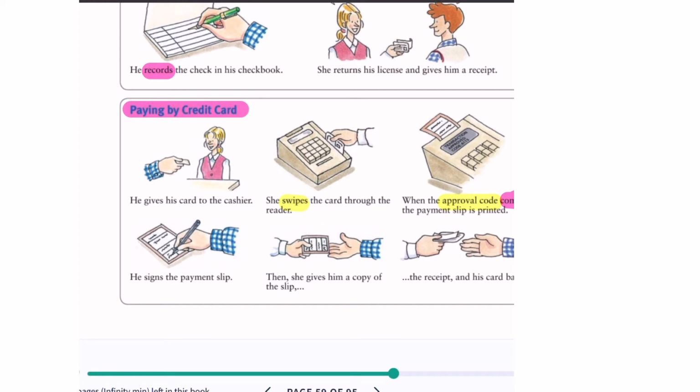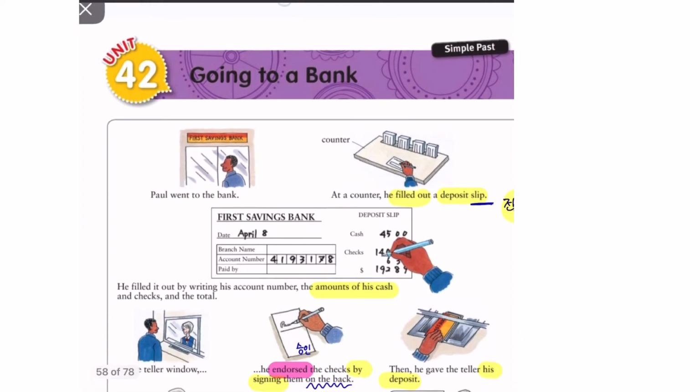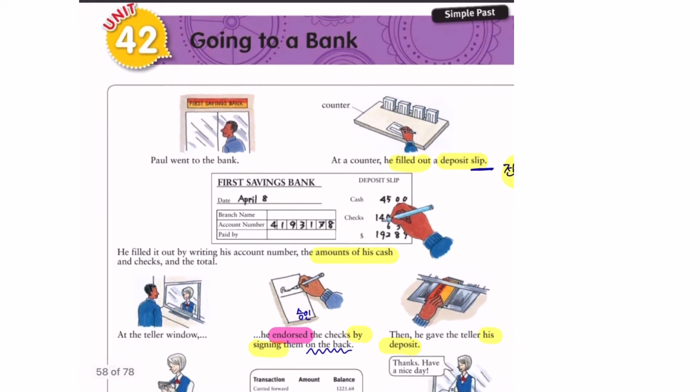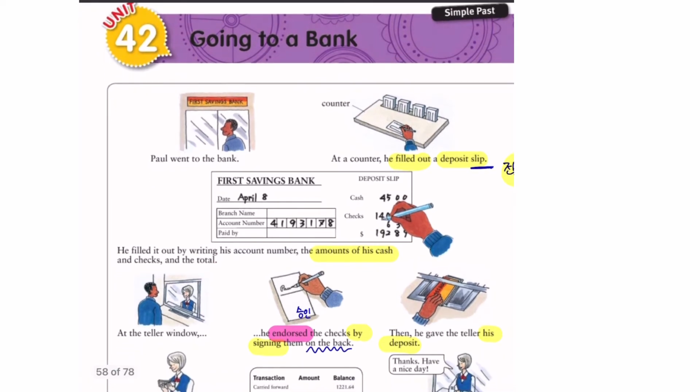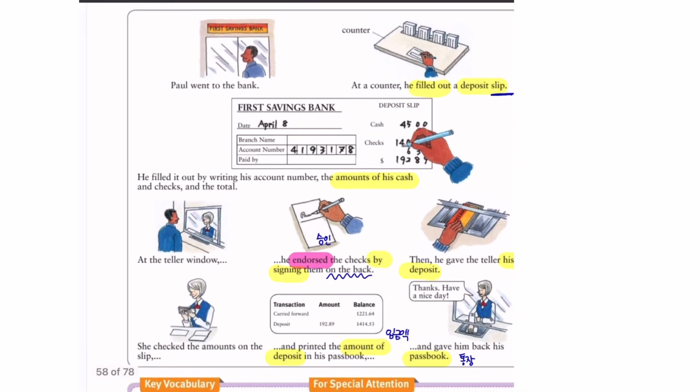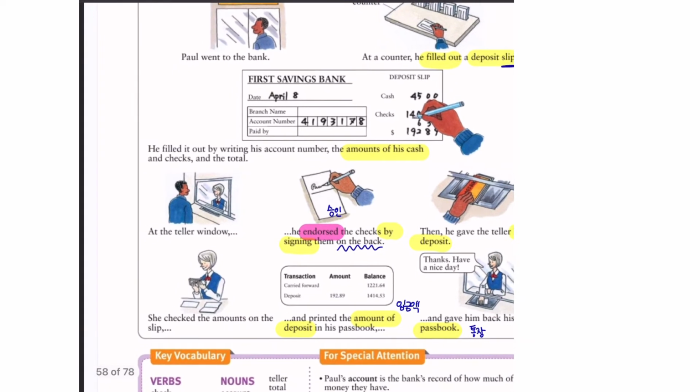Unit 42. Going to a bank. Paul went to the bank. At a counter, he filled out a deposit slip. He filled it out by writing his account number, the amounts of his cash and checks, and a total. At the teller window, he endorsed the checks by signing them on the back. Then he gave the teller his deposit.